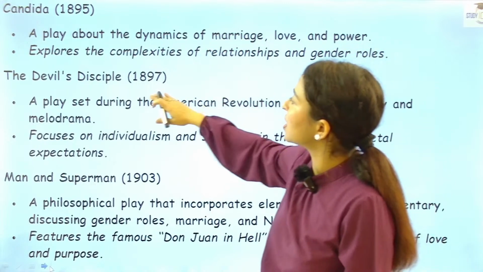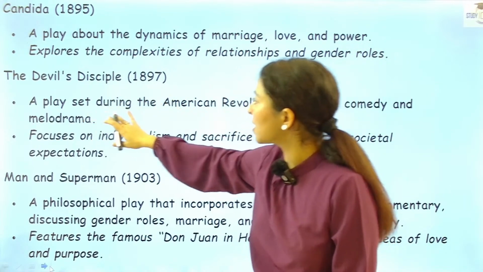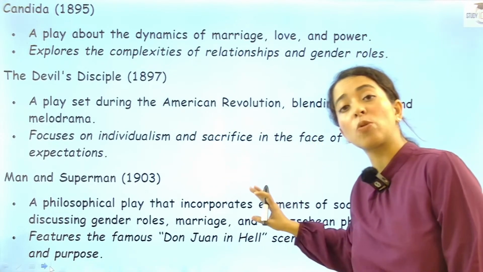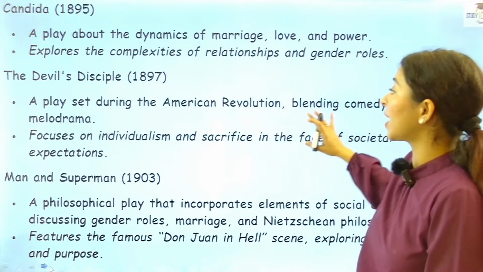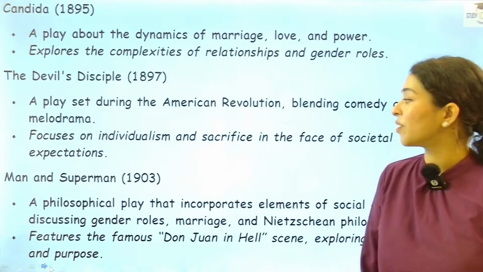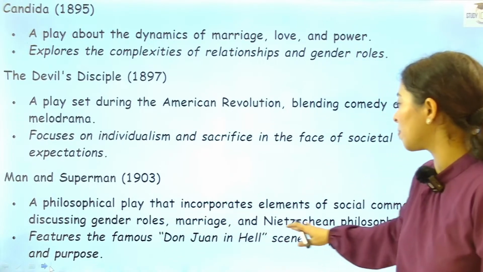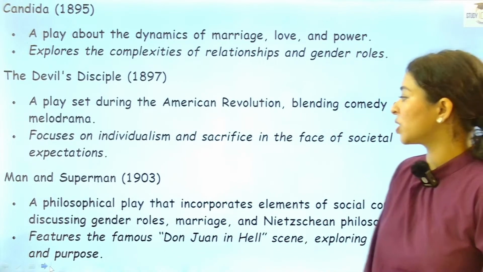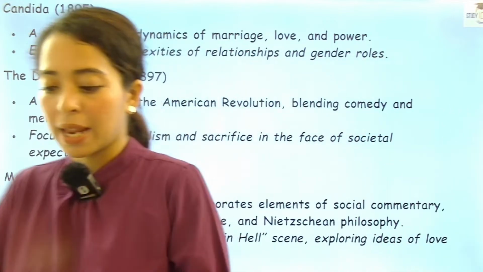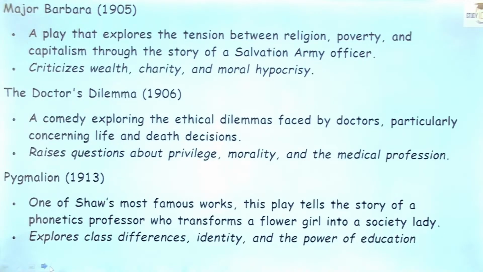The Devil's Disciple, 1897. It's a play that is set during the American Revolution. American Revolution कब हुआ था? 1776 में, right? Blending comedy and melodrama. Man and Superman, 1903, a philosophical play that incorporates elements of social commentary discussing gender roles, marriage, and Nietzsche's philosophy. Okay, next you have is Major Barbara, a play that explores the tension between religion, poverty, and capitalism.